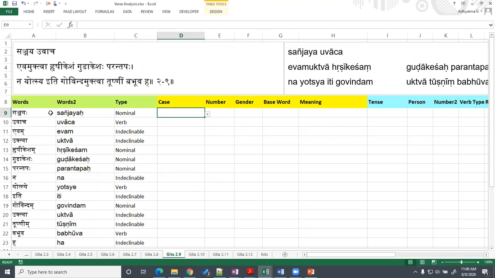Sanjaya, it is like Ramaha. It is nominal, nominative, singular, masculine. Base word is Sanjaya. And this is the name.